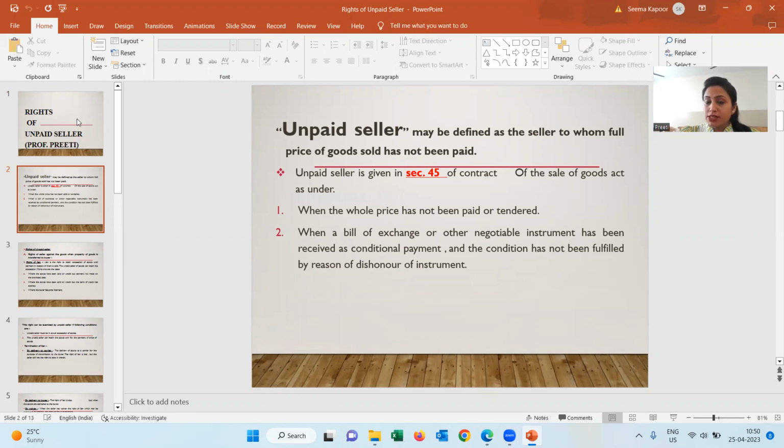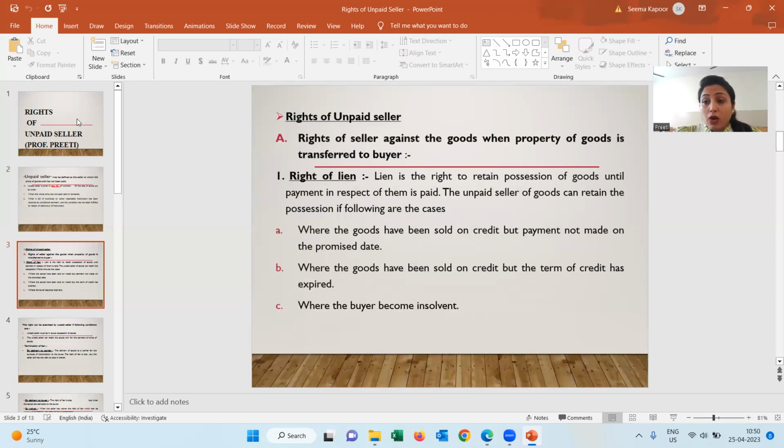Secondly, when a bill of exchange or negotiable instrument has been received as a conditional payment, but the condition has not been fulfilled, or the bill of exchange or negotiable instrument is dishonored. Now, if the seller is unpaid, what rights does he have? The unpaid seller has many rights, against the goods as well as against the buyer. First of all, we need to discuss the rights of the seller against the goods.